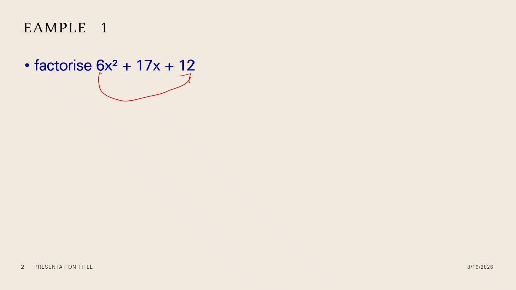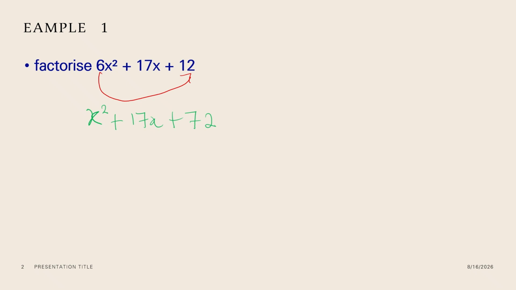For the first example, we have the expression 6x squared plus 17x plus 12. We need to look at the number that can be used to factorize this expression. 6 should be used to multiply 12 so that the coefficient of x squared will be 1. In that case, we are supposed to use 6 to multiply 12. So we have our new expression to be x squared plus 17x plus 72.